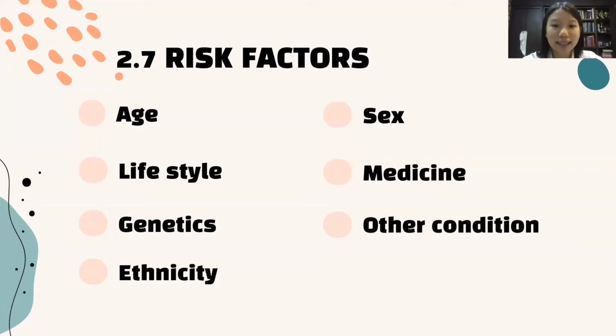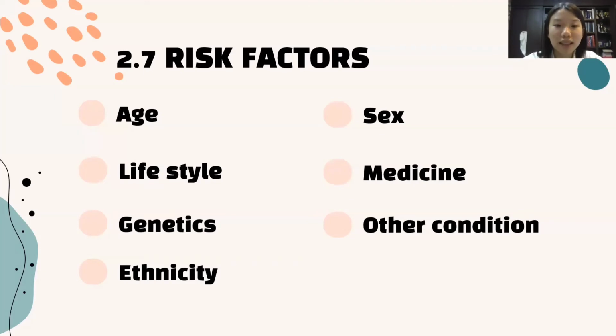The next one is ethnicity. Some types of vasculitis more commonly happen in some areas with specific ethnicity, such as Kawasaki disease, which is most common in Japanese children. The fifth one is sex. Sex also plays some roles in determining the incidence of vasculitis. Some examples are Buerger disease, which is more common in men than women, while giant cell arteritis happens 2 times more often in women than men.